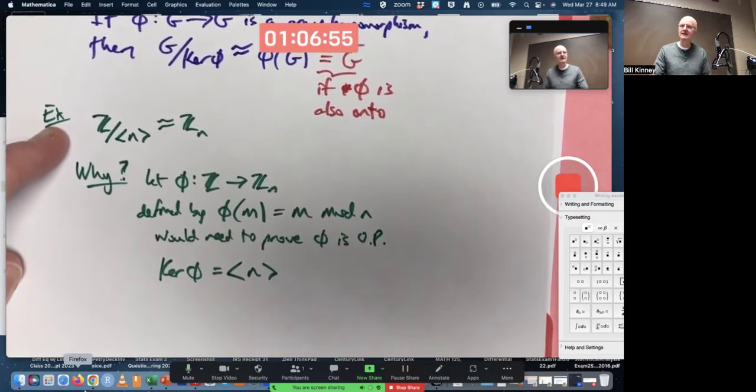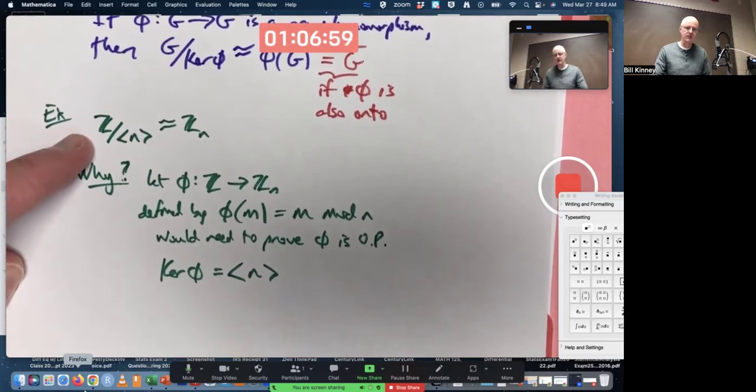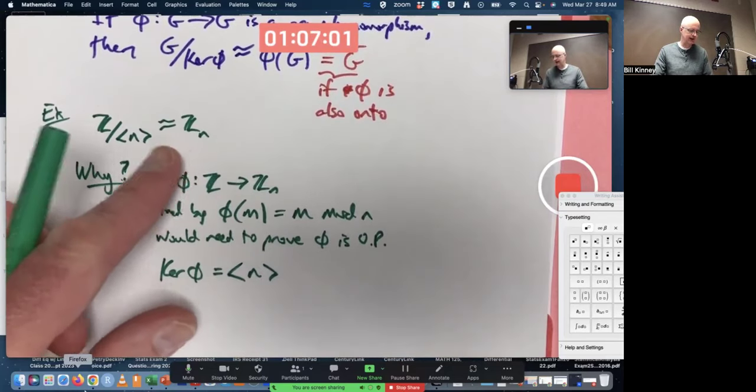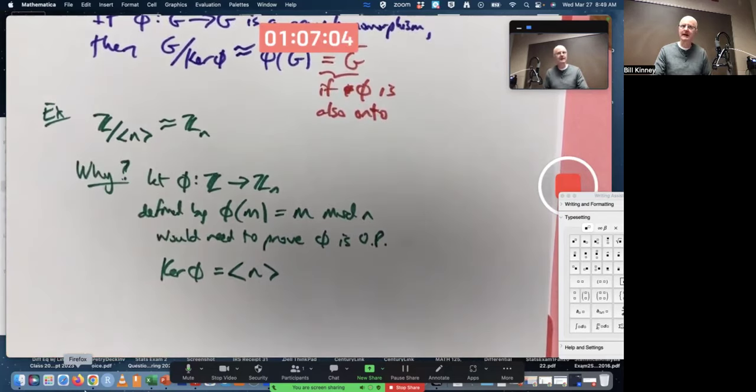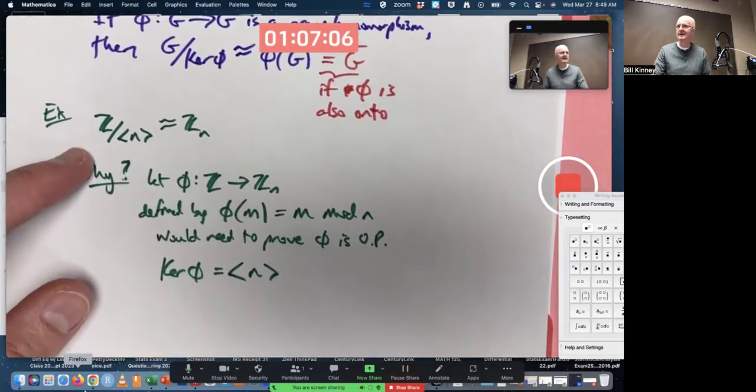Yeah, that's kind of interesting. And you could say important to realize that any group like this is really cyclic and it's in fact isomorphic to Zn. In fact, this is a common way of defining Zn in the first place.